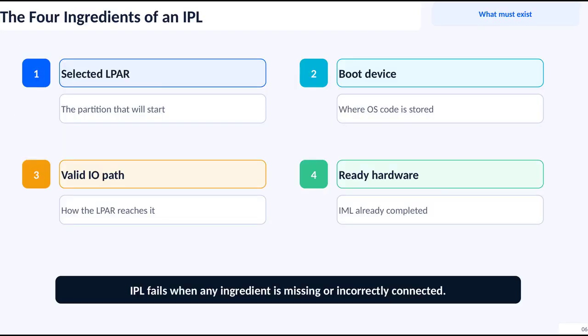IPL needs several things to line up. First, someone must select the logical partition that should start. Second, there must be a boot device containing the operating system code. Third, the partition must have a valid path to that device. Fourth, the machine-level preparation must already be complete. A good comparison is starting a car. You need the car, the key, the fuel, and a working route. If any one part is missing, the trip does not begin. IPL works the same way. The LPAR, boot device, I/O path, and hardware readiness all have to agree.